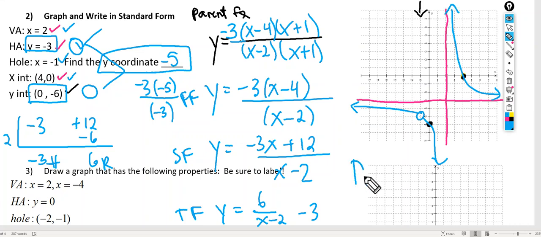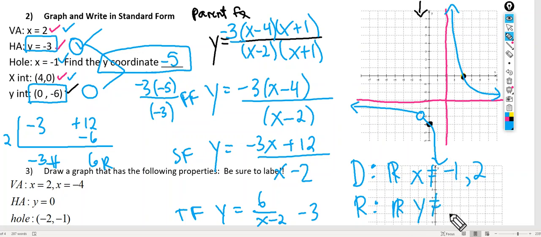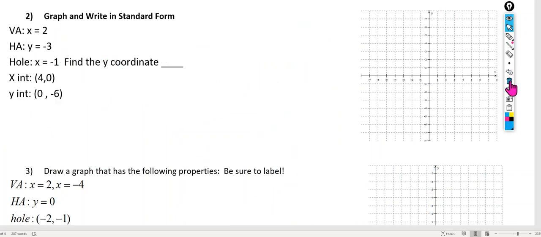And if I were to do the domain, it would be all real numbers. X cannot be -1 and 2. The range, y cannot be -5 and -3. Okay, let's clear it up, and I'll do one more example for you.